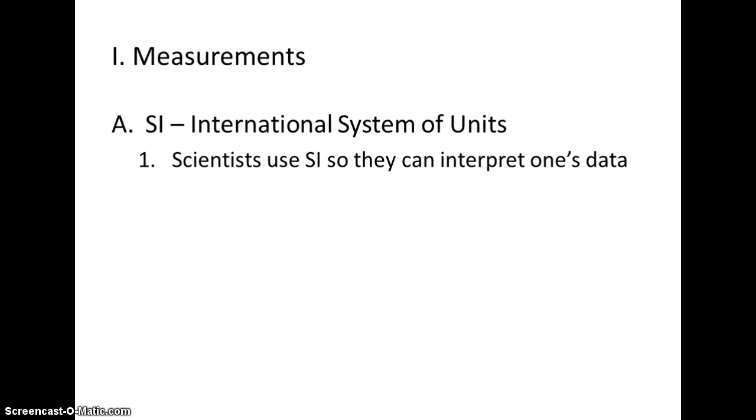SI is the units that we use to measure different things in the lab. SI stands for International System of Units. Scientists use the SI system so that they can interpret one another's data. Because we speak so many different languages, we need to have one set so that we can understand data that's been given from Japan to England to Canada to the US. All of them need to make sense.